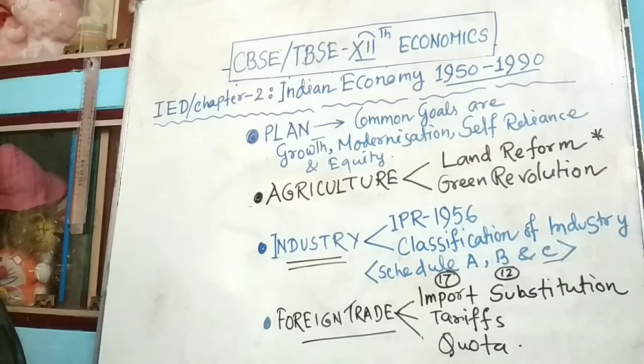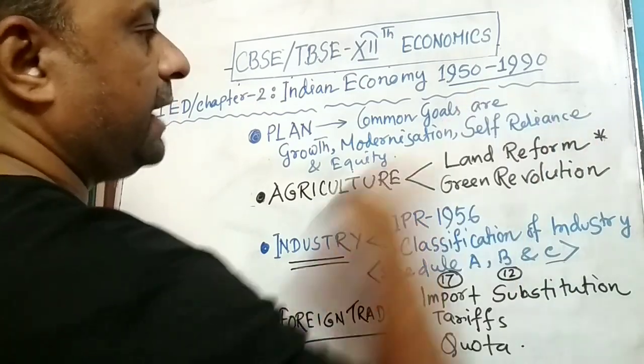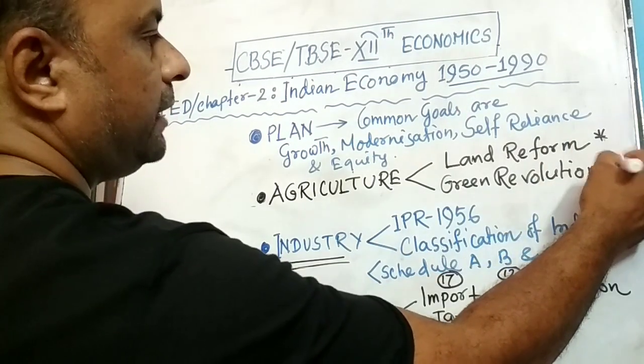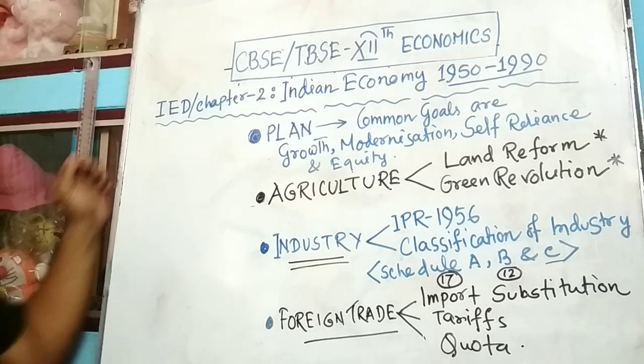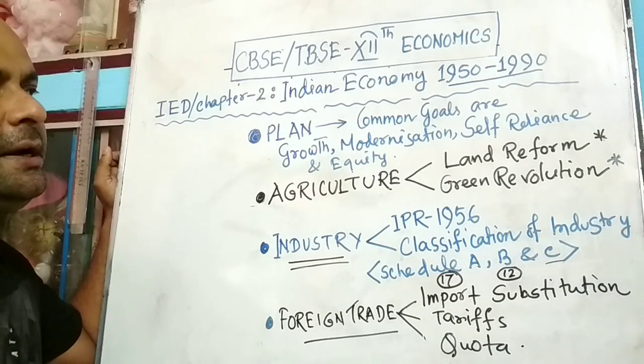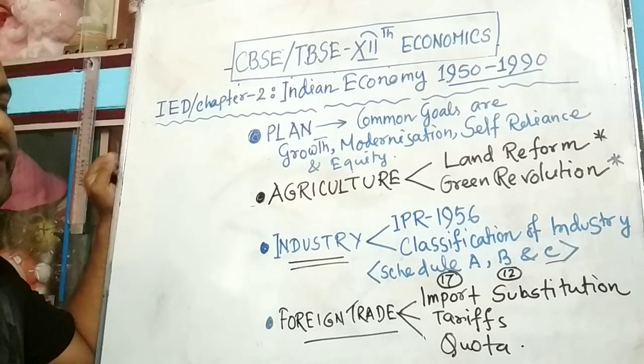So the Indian government followed these two policies. The first one is land reform, and the second one is the green revolution. These two strategies the Indian government followed. Now, what is land reform? Land reform means equitable distribution of the abundant land of the landlords to the tenants or actual farmers.